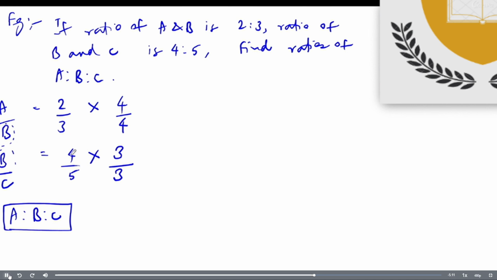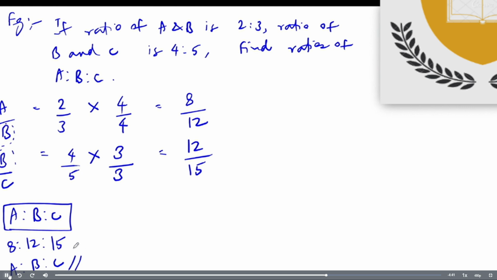But we are only multiplying it by B's value in the first ratio so that we bring B to a common value. This is equal to 8 by 12 and this is equal to 12 by 15. Now if you see B here, it is 12 and 12. So B is the common same value. So now A is to B is to C is equal to 8 is to 12 is to 15. It has come to a common point. So that is the ratio of A is to B is to C. This is the answer.